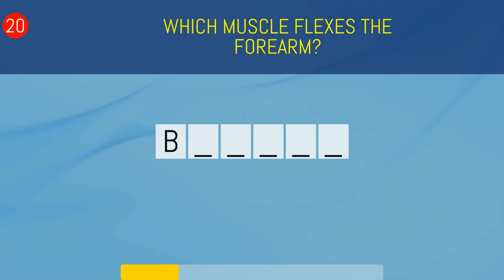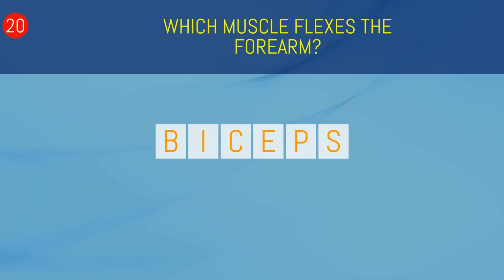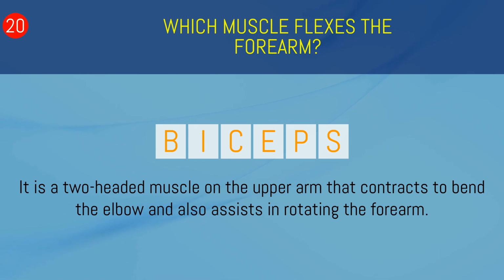Which muscle flexes the forearm? Biceps. It is a two-headed muscle on the upper arm that contracts to bend the elbow and also assists in rotating the forearm.